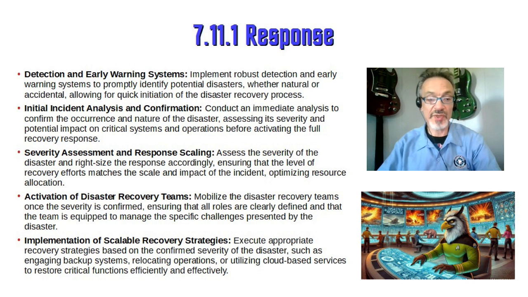2. Initial incident analysis and confirmation. Once a disaster is detected, the next step is to confirm its nature and severity. This analysis will help you determine the scale of your response. You don't want to overreact to minor incidents or underreact to major ones. 3. Severity assessment and response scaling. Based on your analysis, right-size your response to match the impact of the disaster. This ensures that resources are efficiently allocated, so you're not wasting time or energy when it's not needed.